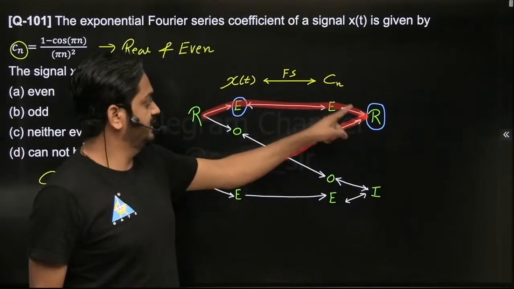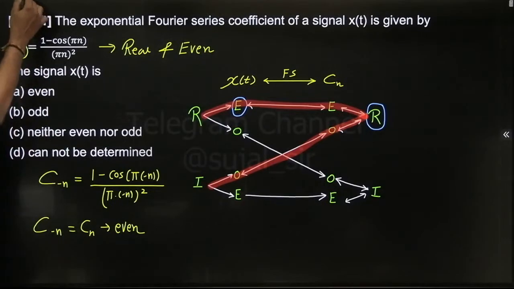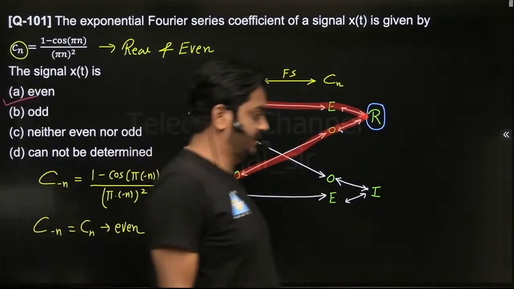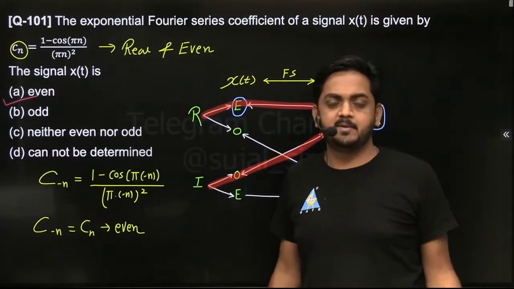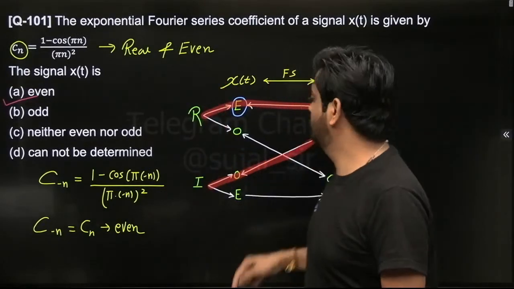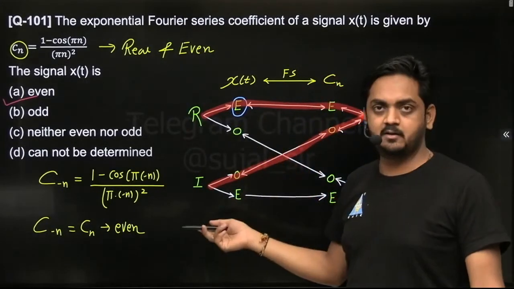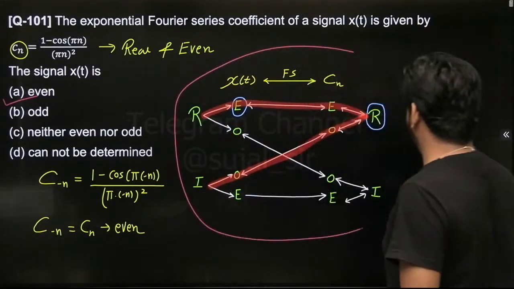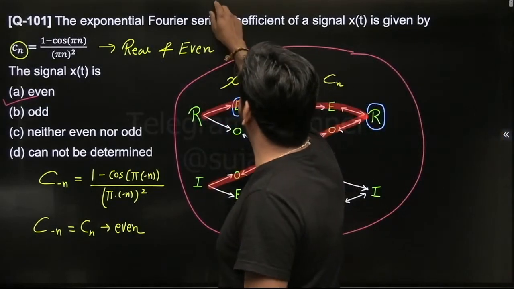So here Cn is real and even, so x of t will be even and real. Which option should be the right answer here? Real and even, so option A is the correct answer. Cn is purely real, there is no imaginary part, and it is an even function. According to this table, if Cn is real and even, then the corresponding x of t will be even and real. So the correct answer is option A. This is very important to remember.